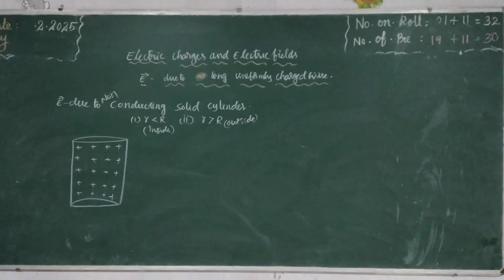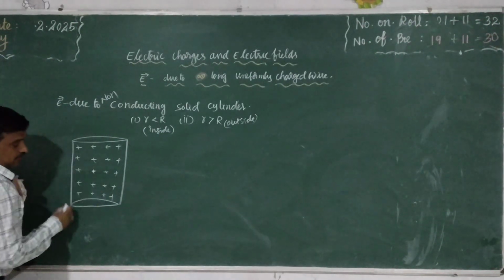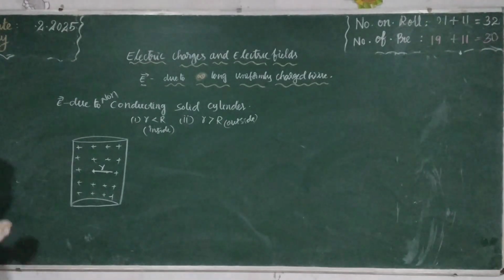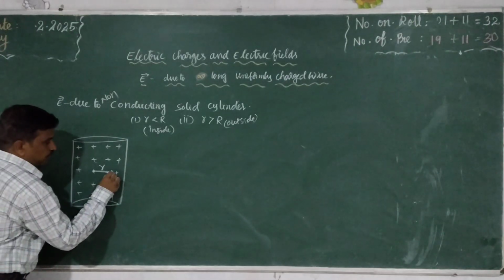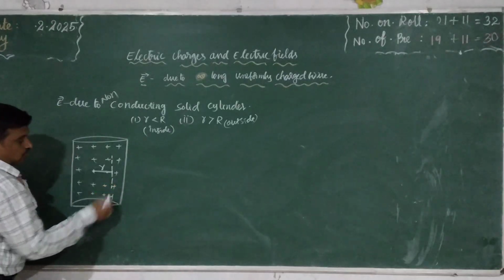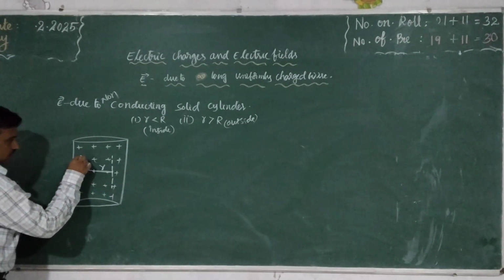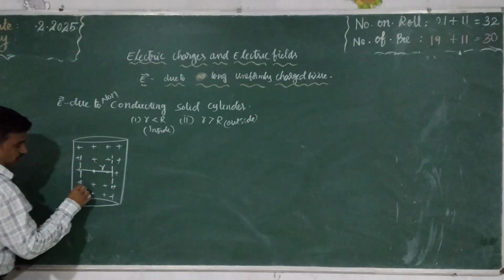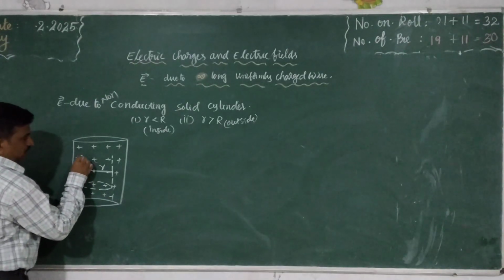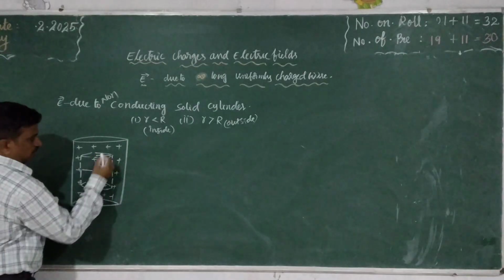For that, first we can select an inside point. This is the center. From the center, at distance r inside the cylinder, we can select a point. For this point, we can draw a Gaussian surface. For a cylinder, the Gaussian surface is a cylinder only. So we draw it at r distance. See, this is the Gaussian surface for the cylinder, for the inside point, with radius r from here to here.